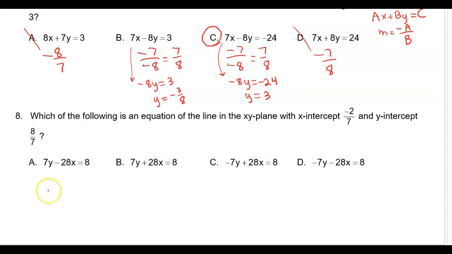Number 8. Which of the following is an equation of line in the xy plane with x-intercept negative 2/7 and y-intercept 8/7? I'm going to ask you to pause the video and do number 8, then turn the video back on to see the answer.